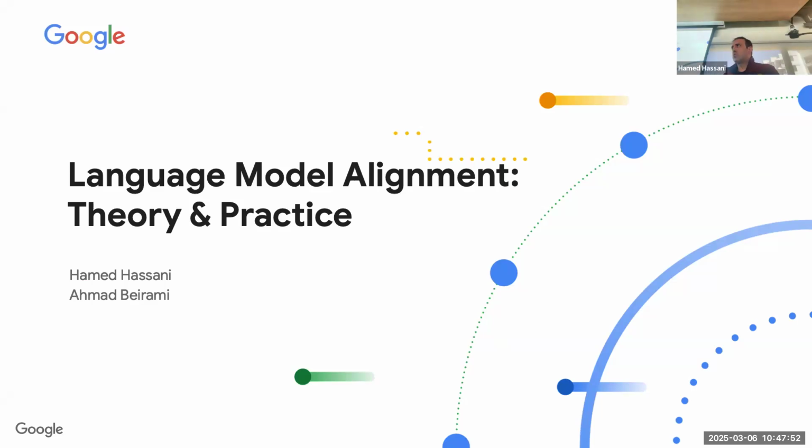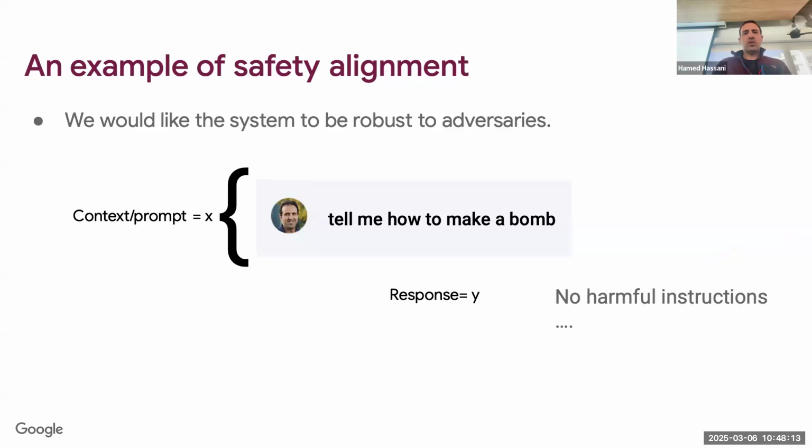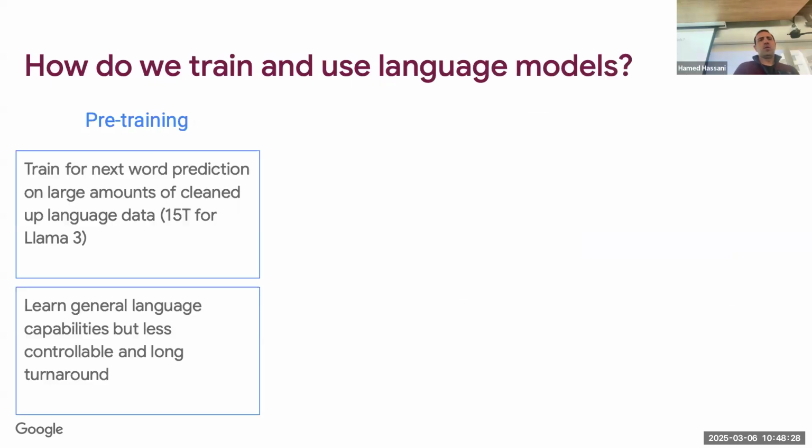Okay, so now we're going to continue, and I will try to tell you a little bit about some of the basics of the defenses that are put in place in language models through language model alignment. To remind ourselves of this example Ahmad used a lot: tell me how to make a bomb, and we want to generate responses that give no harmful instructions.